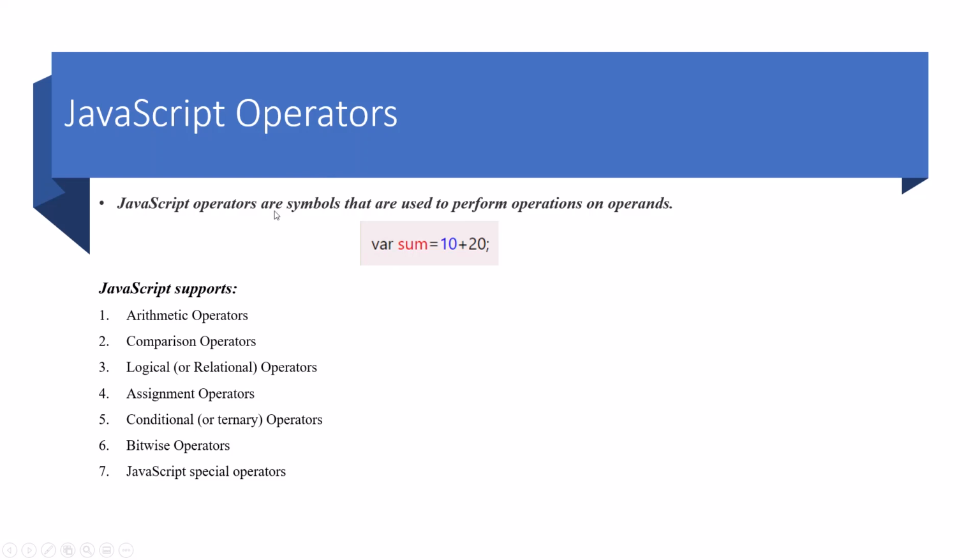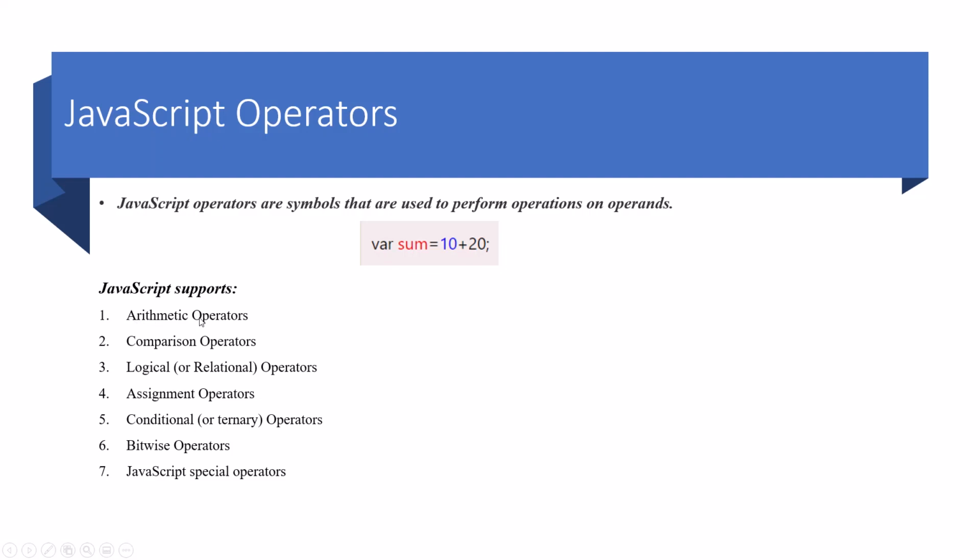So JavaScript operators are symbols that are used to perform operations on operands. We will see that with one of the examples. Here we have declared this variable sum and initialized some value to it. So sum is equal to 10 plus 20. So 10 and 20, these are the operands here, and plus, this sign which is an addition sign, is the operator here.